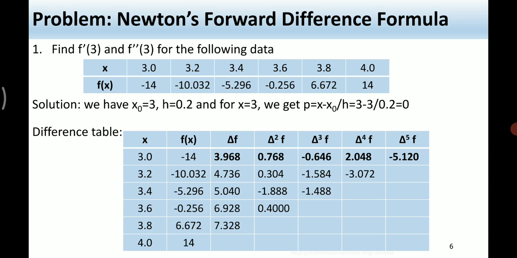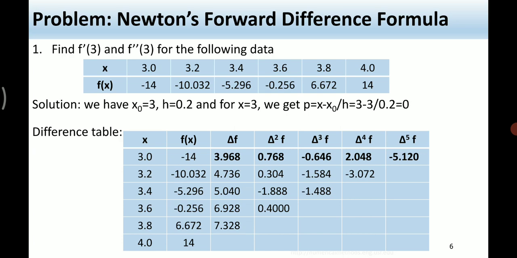So to compute your delta cube f values, we take a difference of your delta square f values, that is 0.304 minus 0.768 will give you minus 0.646. Then minus 1.888 minus 0.304 gives you minus 1.584. Then 0.4000 minus of minus 1.888 gives you minus 1.488.